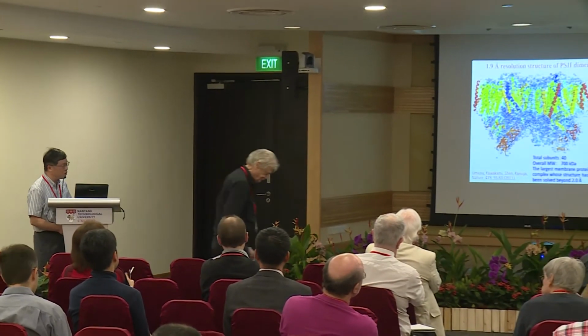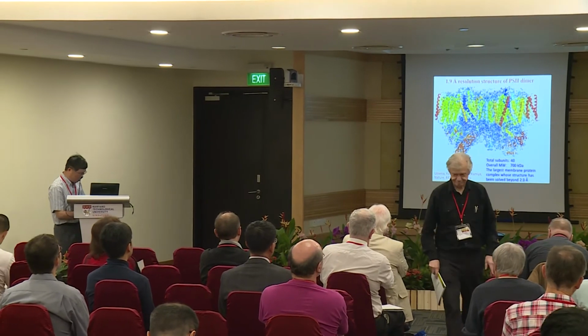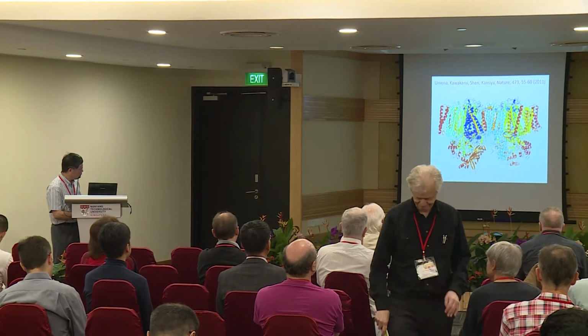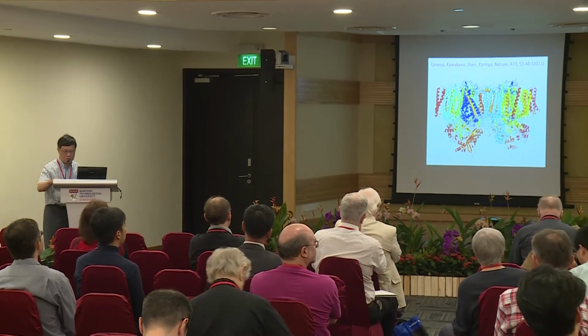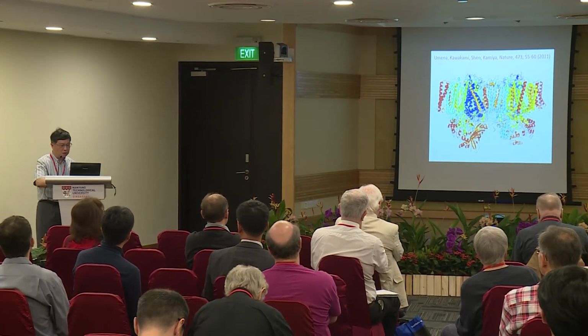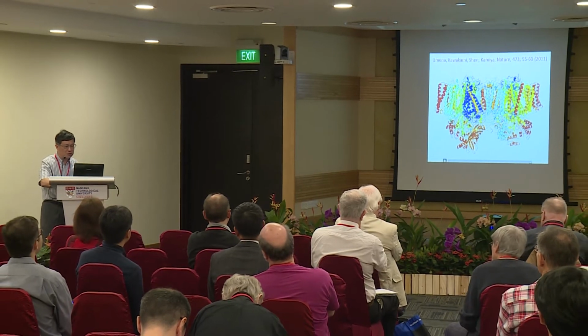Jim has reported its structure of PS2 at 3.5 angstrom resolution in 2004. And we, in 2011, reported its structure at 1.9 angstrom resolution, which is a dimer consisting of 40 subunits with a molecular weight of 700 kilodalton. Since we are focused on the water oxidation, we also focus on the structure of the manganese cluster, which is located here.